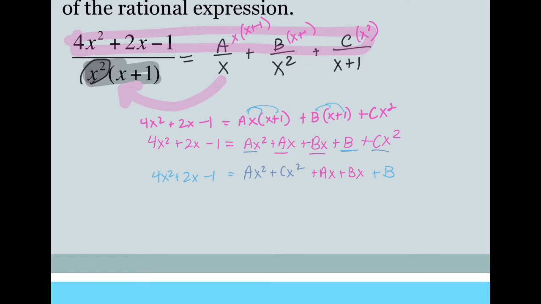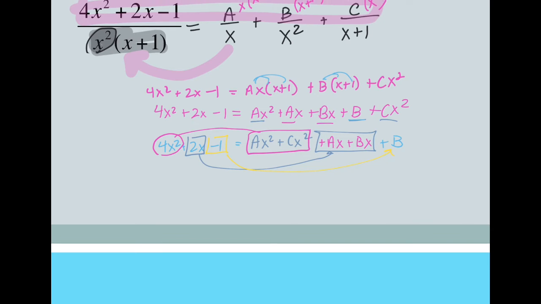Now, in order for this to be an equal statement, the x squared terms would have to equal the x squared terms, the x term would have to equal the x terms, and the constant would equal the constant. So we group those together. I would say 4x squared equals ax squared plus cx squared, 2x would equal ax plus bx, and negative 1 equals b.